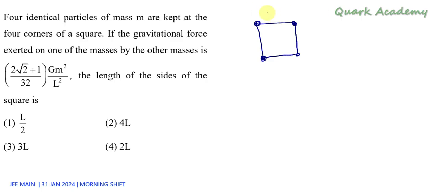So let's consider the mass as m because it is given, and we'll assume the side length of the square is x, so that we need to find. They have given the net force on one of the masses to be (2 root 2 plus 1) by 32 into Gm squared by L squared. We know that gravitational force is an attractive force. If you have two masses, say m1 and m2, separated by a distance r, then the gravitational force between them is given by G m1 m2 by r squared, and it is an attractive force.